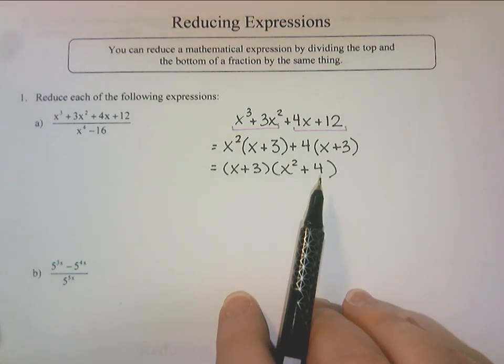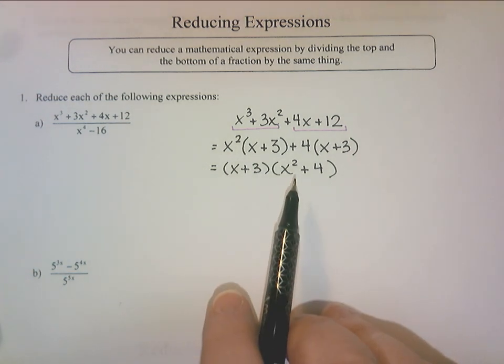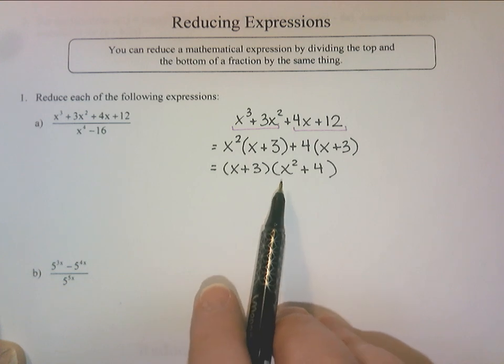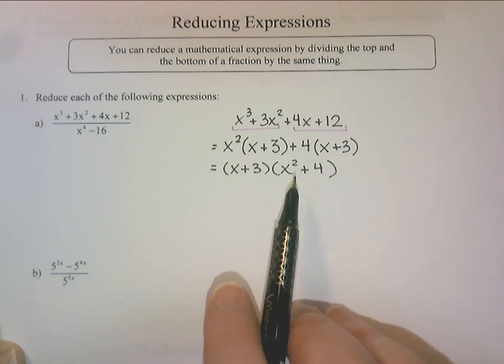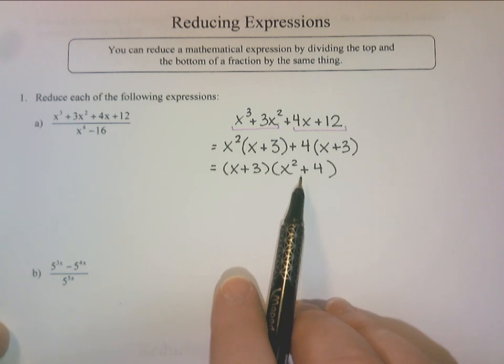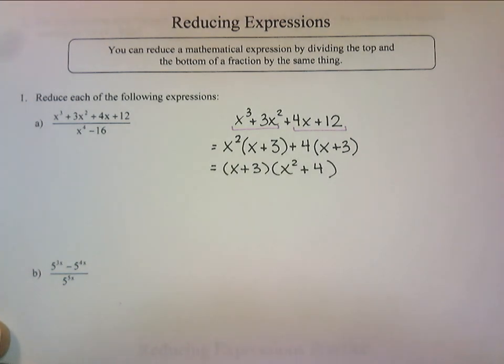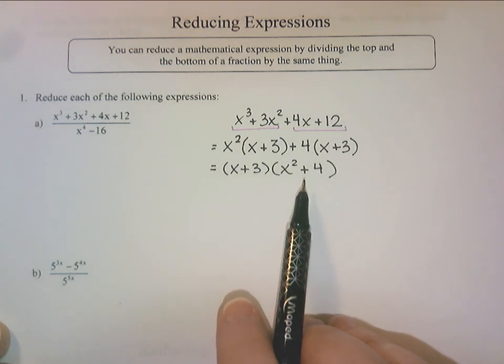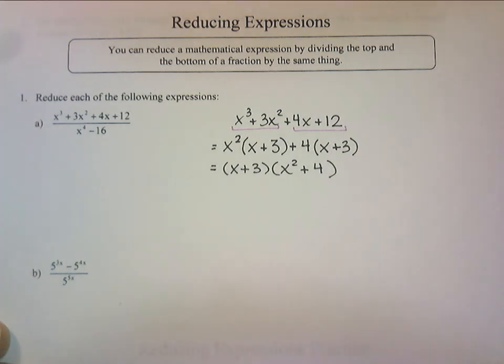The x squared plus 4 does have an exponent, so it doesn't have a common factor. It could be a difference of squares. A difference of squares is 2 terms, and I have 2 terms being subtracted. Unfortunately, this is being added, so it makes it a sum of squares, and sums of squares do not factor. So unfortunately, that is as far as I can go.